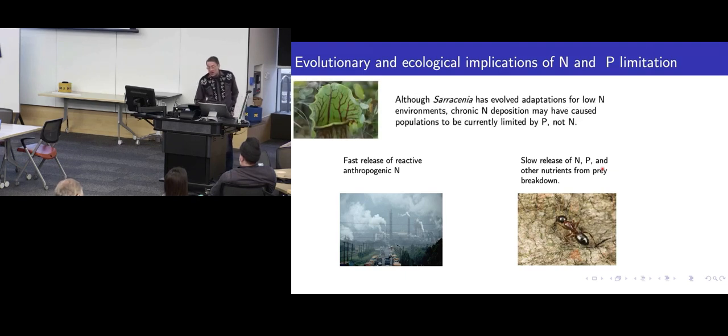It's pretty interesting because over millions of years, Sarracenia has evolved adaptations for low nitrogen environments, but suddenly, in really less than 2 generations, it now may be facing phosphorus limitation, not nitrogen limitation.